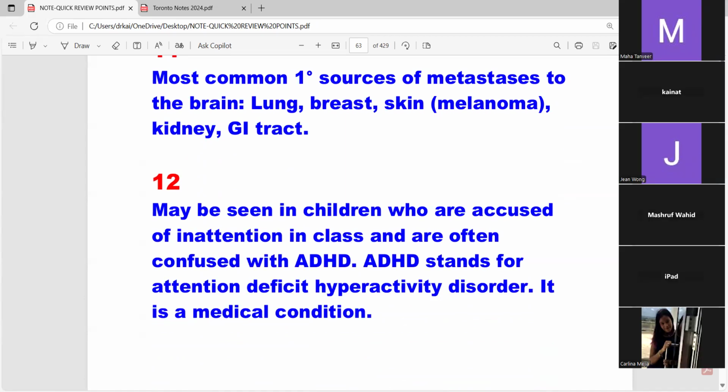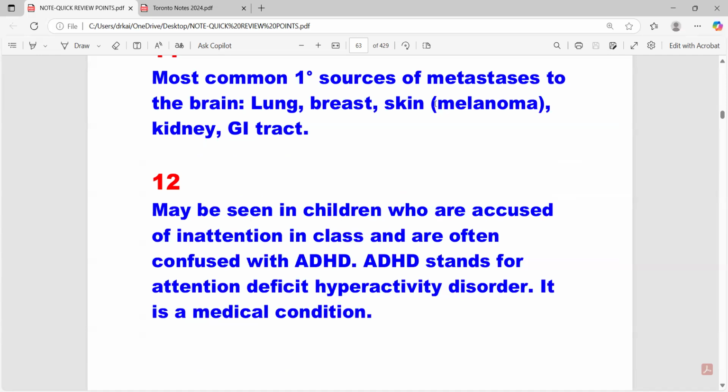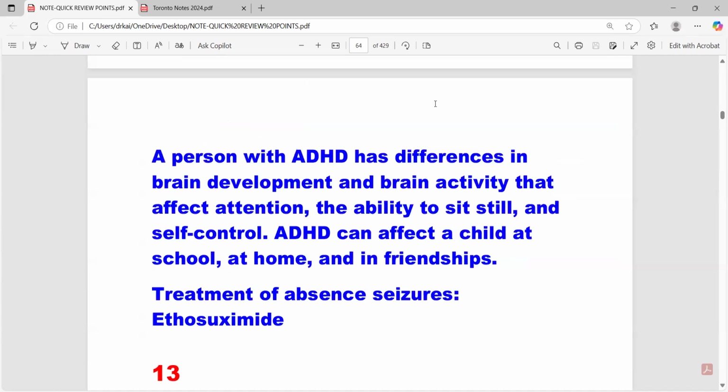So a person with the ADHD has a difference in the brain development, brain activity, inability to sit for too long, does not wait for their turn, self-control is missing. So that's why inattention cannot be ADHD. So you need to know which is ADHD. Can affect a child at school, home, so there are more than 1 setting. Like not just in school, he might have a problem in the home as well.